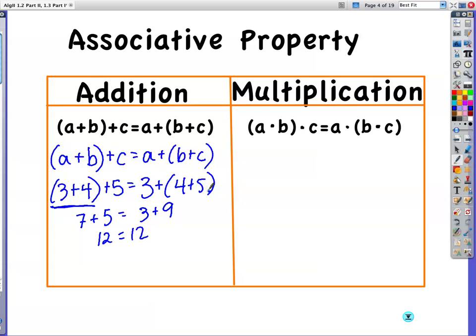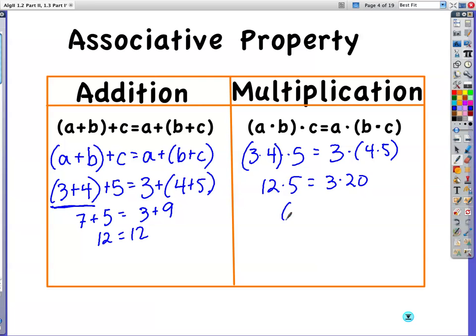So this is the associative property for addition. Let's look at multiplication. The same thing. 3 times 4 in parentheses times 5 is going to be the exact same value as 3 times 4 times 5 if you multiply the 4 and the 5 first. Let's check. 12 times 5 is the same as 3 times 20. Yeah, this is 60 and this is 60.